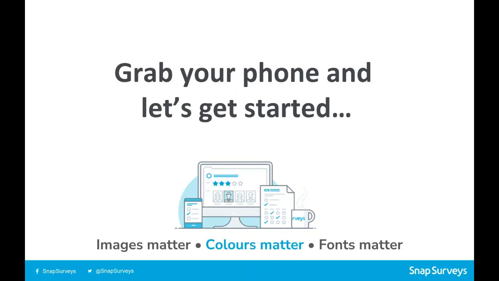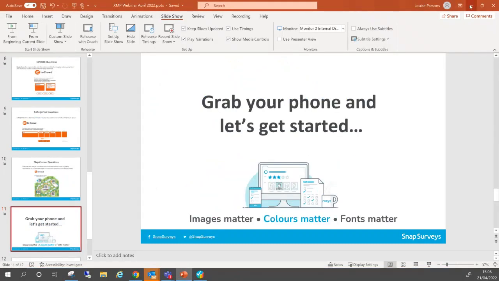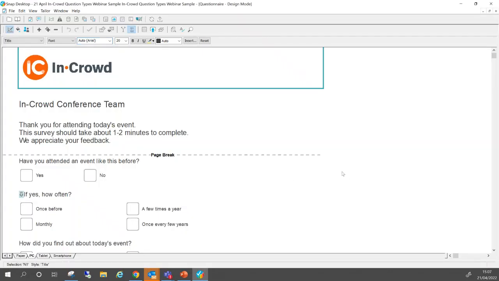But let's get started. We're going to have a couple of what I like to call magic moments and things that I made earlier. So if I come out of here, hopefully you'll be able to see my survey that I have created. So this is our sample survey. So I'm now in my desktop snap, and this is the sample survey, the one I made earlier.